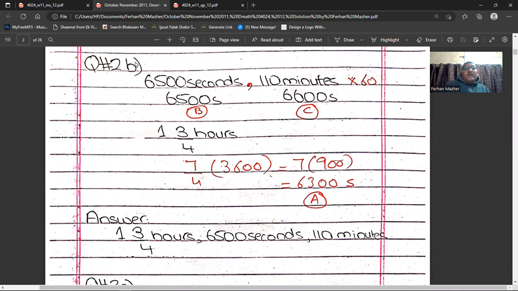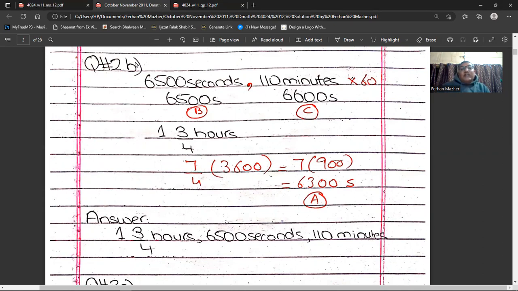6,500 seconds is already in seconds. To convert 110 minutes into seconds, you multiply it by 60, because in 1 minute there are 60 seconds. So when you multiply 110 by 60, you get 6600 seconds. And 1 whole 3 by 4 hours means 7 by 4 hours. In 1 hour, there are 3600 seconds. So just multiply it by 3600 and you will get how many seconds there are. So 7 into 900, and that will be 6300 seconds.